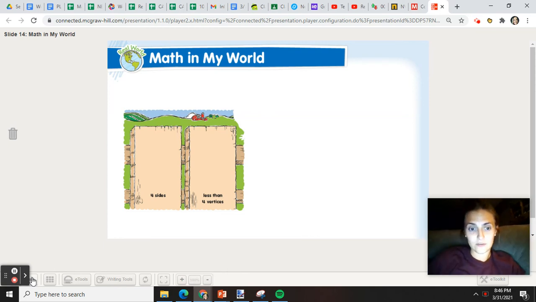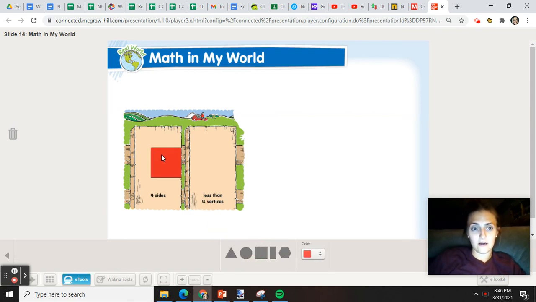What could I use? I'm going to use a square. I'm actually going to just pull it up on my shapes. I'm going to plop a shape right there. And I have 1, 2, 3, 4 sides. Boom. And now I'm going to pick a shape that has less than 4 vertices.